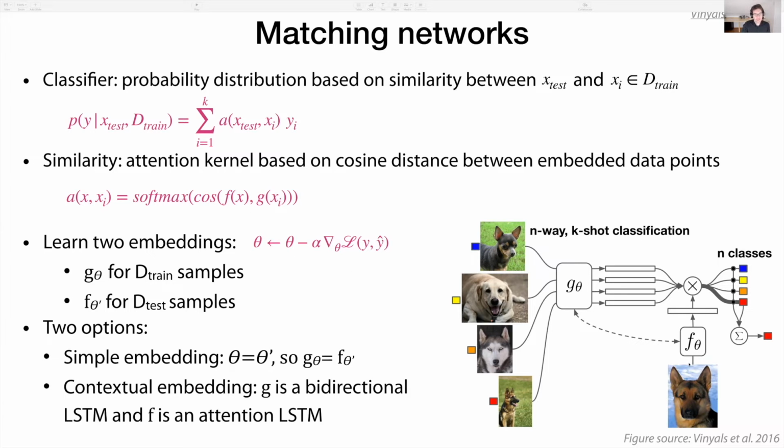If there is some context, like if the test cases don't come randomly or are not IID, we can also learn a contextual embedding, in which case G is a bidirectional LSTM and F is an attention LSTM.